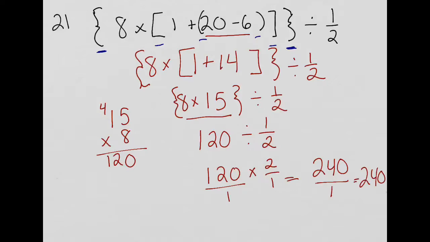And if you didn't know that, you could always do the standard algorithm once again. You get 120 times 2. 2 times 0 is 0. 2 times 2 is 4. 2 times 1 is 2. And you get the answer of 240. So remember, just to recap this one, because it was a lot going on, you have braces, which are on the far outside, brackets, and your parentheses that you need to solve in order.